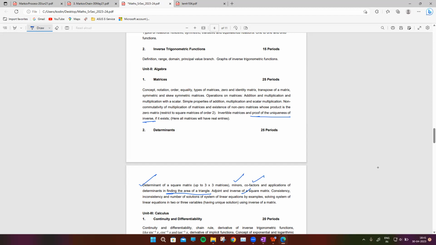So we will learn how to find out the inverse of a square matrix, and we have discussed it only very briefly in matrices. We'll complete that portion as well, and we will understand the application of inverse in solving linear equations.